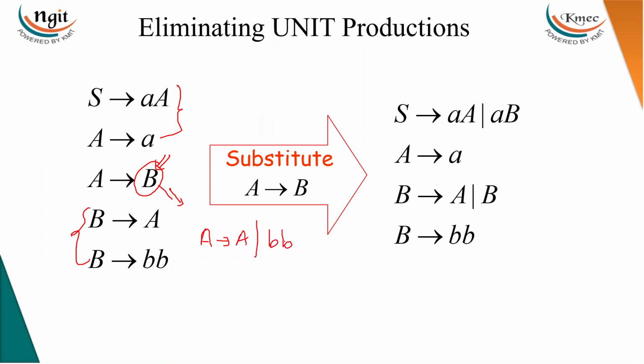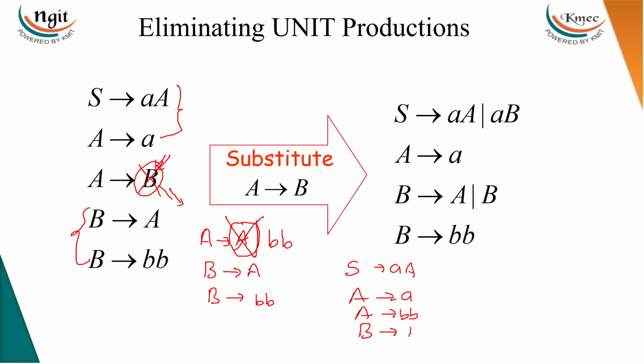You are going to get it like this. Then we will have B tends to A, that we have removed. B tends to BB. Now see, this is removed. Again, as we have the same variable on both sides, we can remove it directly. So what is the new grammar we are going to have here? S tends to A, A tends to A, and A tends to BB. As the left-hand side and right-hand side have the same symbol, we can remove it. Then we'll have B tends to A and B tends to BB. This is the modified grammar.